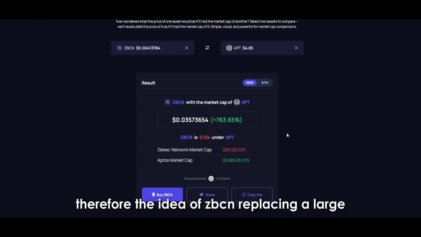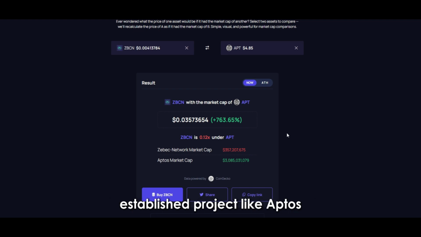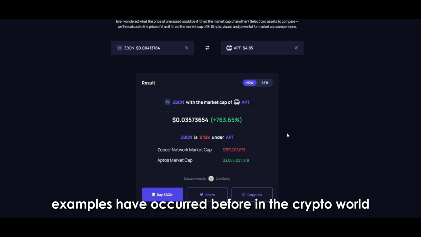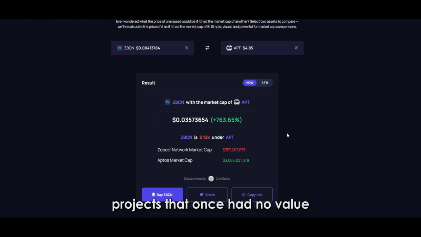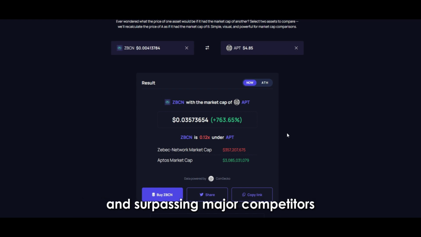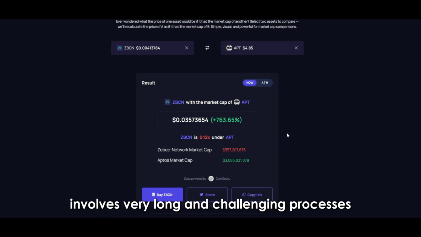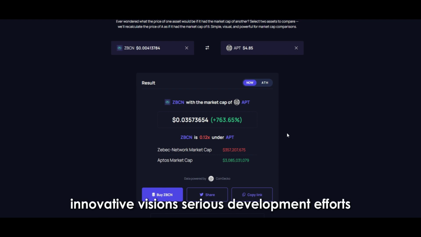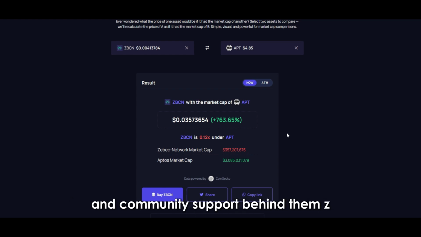Therefore, the idea of ZBCN replacing a large established project like Aptos may be more of a visionary scenario, but not impossible. Similar examples have occurred before in the crypto world. Projects that once had no value have become industry leaders years later by showing significant development in their early stages and surpassing major competitors. However, each of these examples involves very long and challenging processes, innovative visions, serious development efforts, and community support behind them.